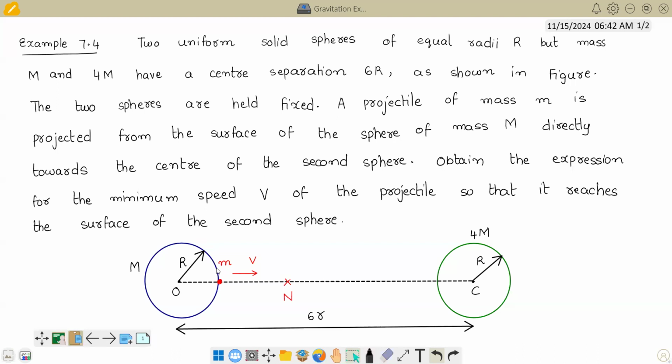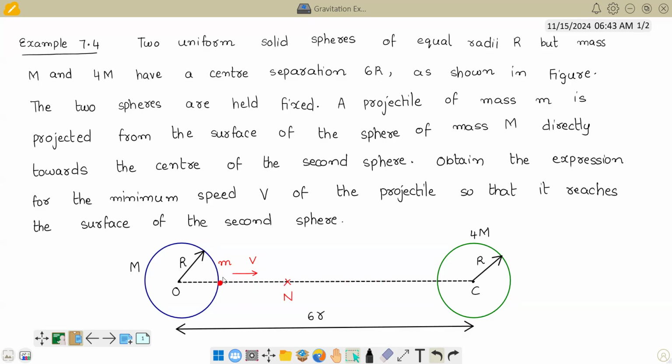Obtain the expression for the minimum speed v of the projectile so that it reaches the surface of the second sphere. So here two spheres are given. One has mass capital M, another one is 4M. Both have the same radius. It simply means that the density of this second sphere is much greater. And we are projecting a mass m directly towards the center of the second sphere, as shown in the figure.